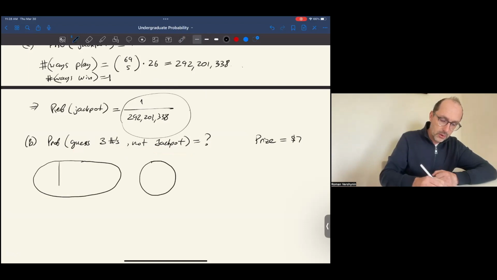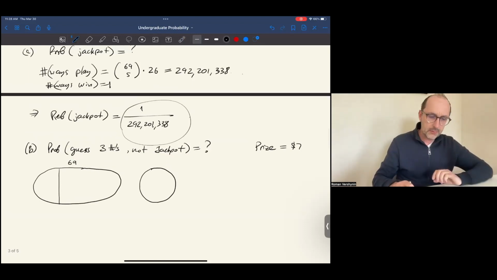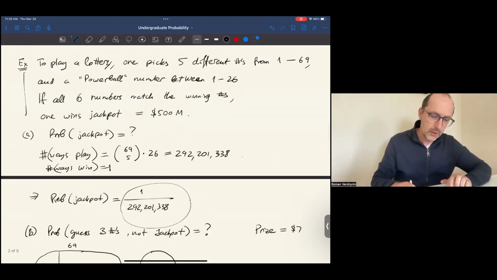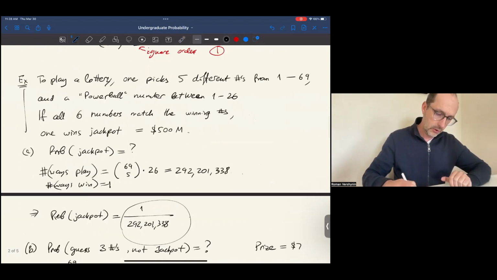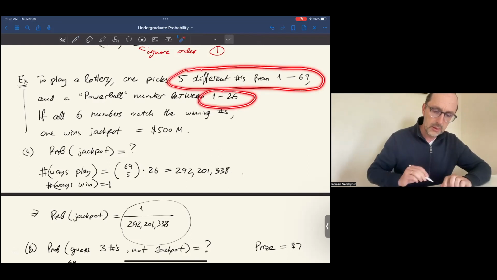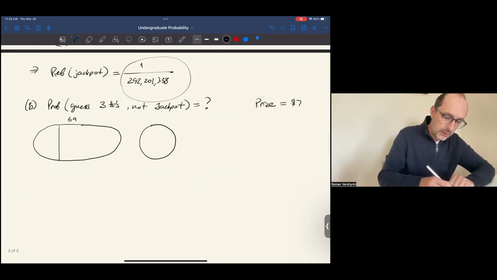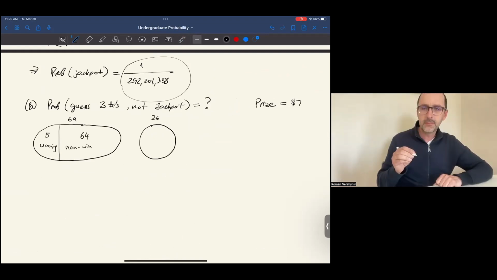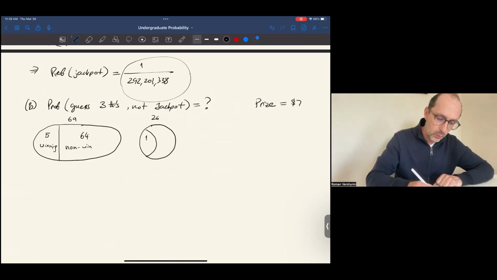Here we include all 69 numbers that are possible. Again, just remember the rules. In this lottery, you have to pick 5 different numbers from 1 to 69 and 1 jackpot. So there are 69 numbers, out of which 5 are winning, and the rest, 64, are non-winning. And the Powerball only has 1 winning and 25 non-winning numbers.